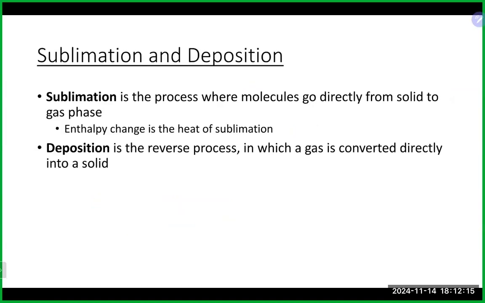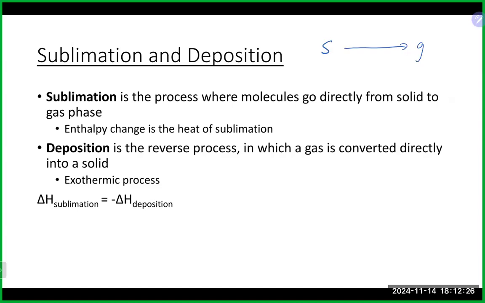Now, sublimation and deposition are two of the other transitions that occur. Sublimation is the transition that takes you directly from solid to gas, again skipping the liquid stopover. And deposition is heading in the opposite way, going from gas back to solid, also skipping the liquid part of that. Sublimation is an endothermic process. Again, I have to put heat and energy in there.